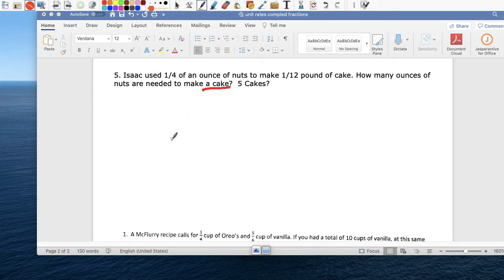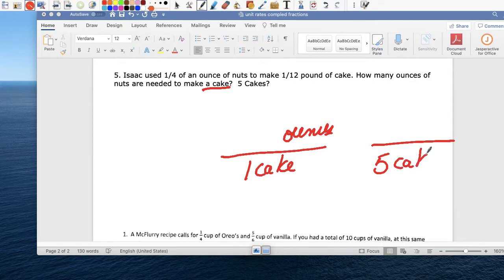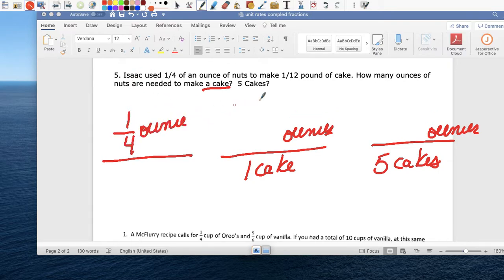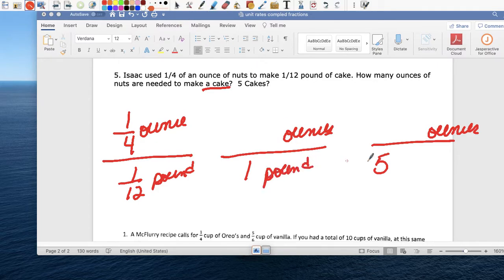So here's my hint. I'm going to write 1 cake here. How many ounces of nuts for 1 cake? And then they are also asking us how many ounces for 5 cakes. So that's my setup. So I'm going to go over here, write my rate. I'm going to write 1/4 of an ounce and 1/12 of a pound of cake. Actually, it should not be cake, it should be pound.